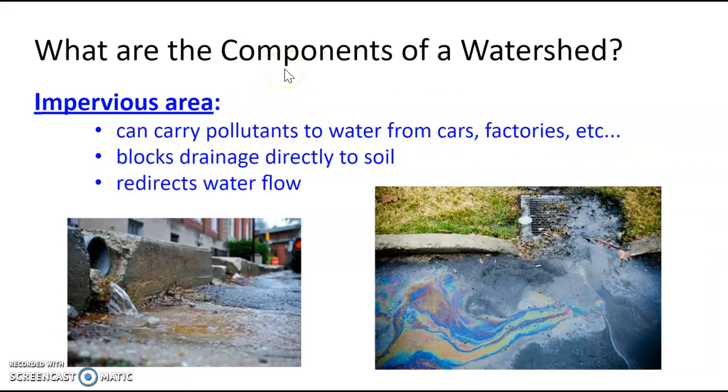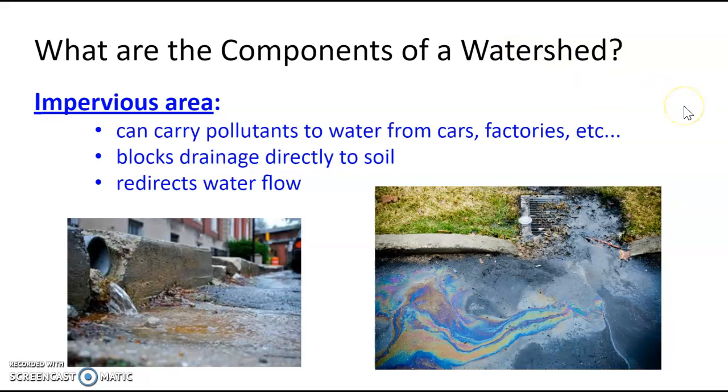And impervious areas can actually cause a lot of problems. They can carry pollutants to our water sources from cars and factories and such. It blocks drainage directly into the soil, so it doesn't allow the aquifer to refill the way it naturally would. And it redirects water flow from where it would normally wind up.